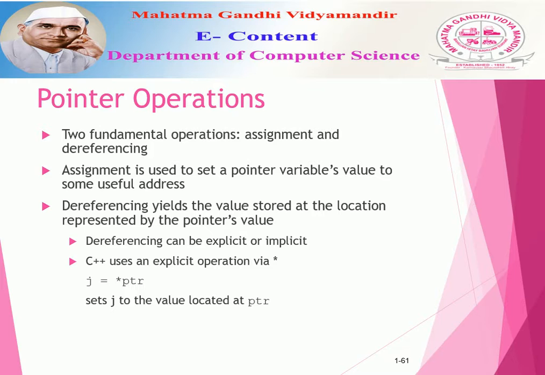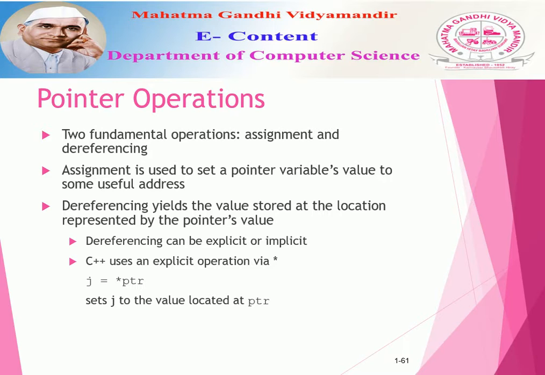And if the pointers are used for indirect addressing to variables that are not heap dynamic, then there must be an explicit operator or built-in subprogram for fetching the address of that variable, which can be assigned to the pointer variable. The second one is dereferencing, that is, it yields the value stored at the location represented by the pointer's value. Dereferencing of the pointer variable means retrieving the value from the memory location whose address is stored in the pointer variable.